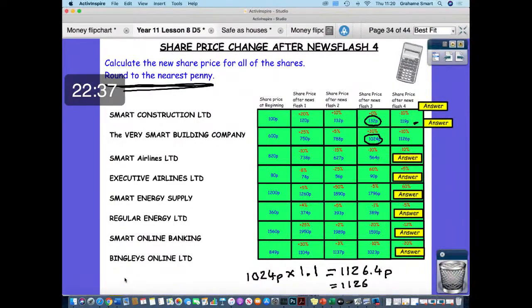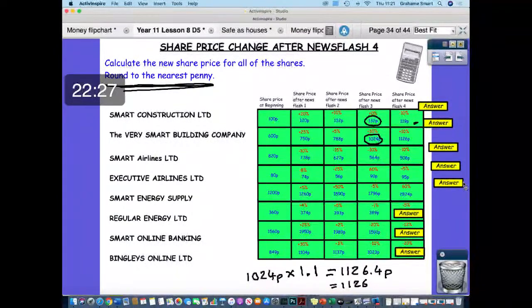Just reveal the next couple so you know that you're on the right tracks. Next three I've revealed there. 60% increase. Wow, that's a big increase in one trade.